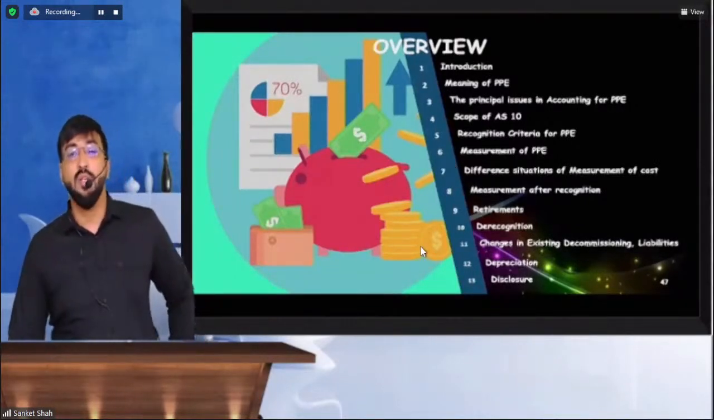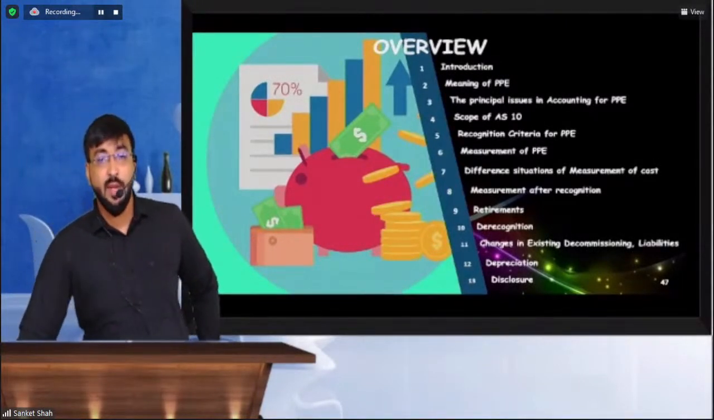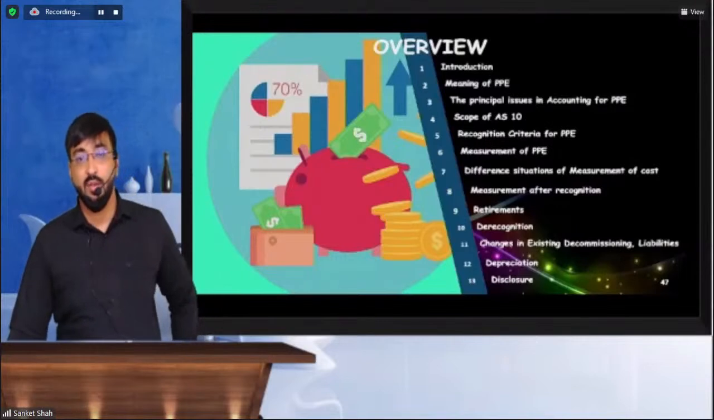Previously, it was Accounting Standard 10, accounting for fixed assets, but now it is property, plant and equipment. Friends, the words fixed asset we are not using now. It is property, plant and equipment. Why? The logic is very simple.